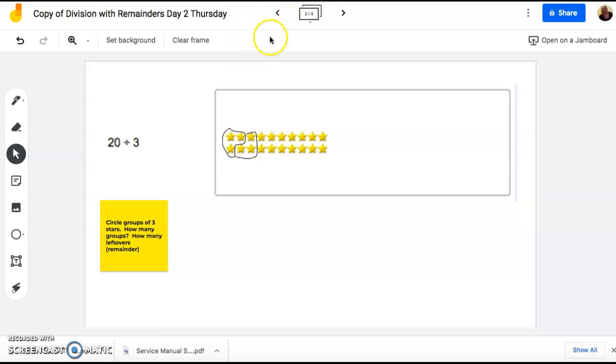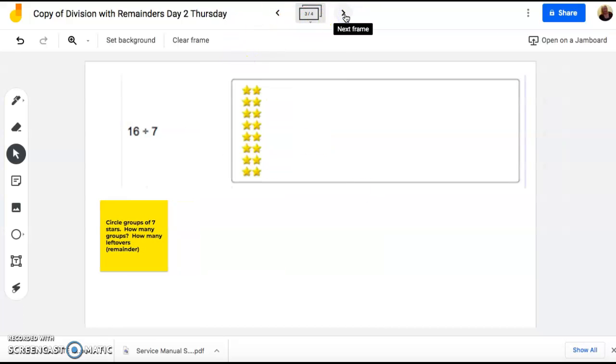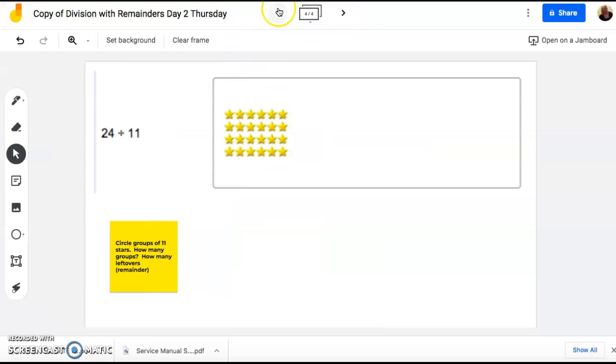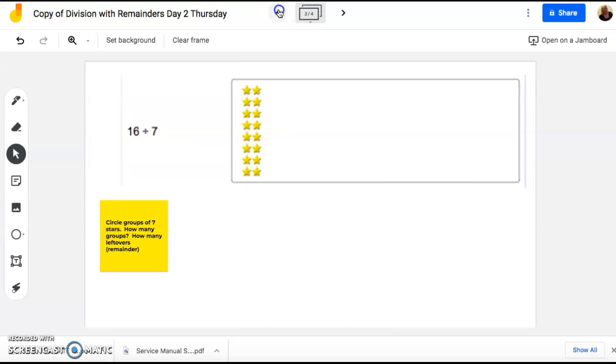There are 1, 2, 3, 4 problems. So make sure that you do all 4 of them.